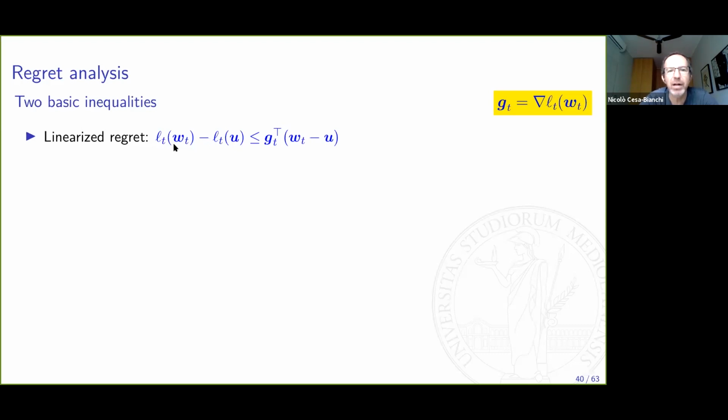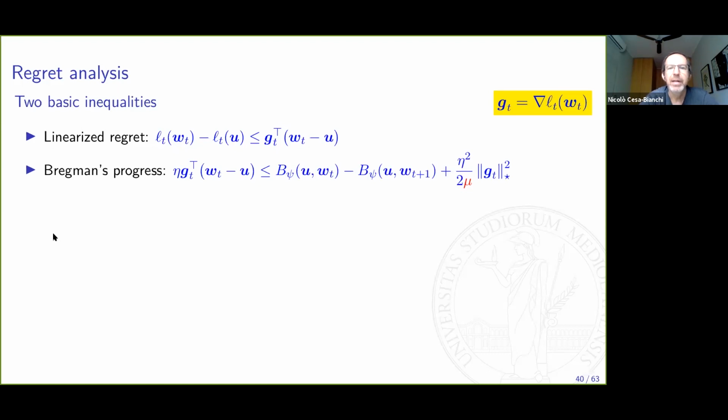So now this is one term of my regret. Since losses are convex, I can just do this upper bound by dropping the second order term, whose sign I know because the function is convex. So this is just trivially by convexity. I linearize the regret, and this is the gradient. The second is what I call the Bregman progress. This depends on the properties of the Bregman divergence and on the definition of the algorithm.